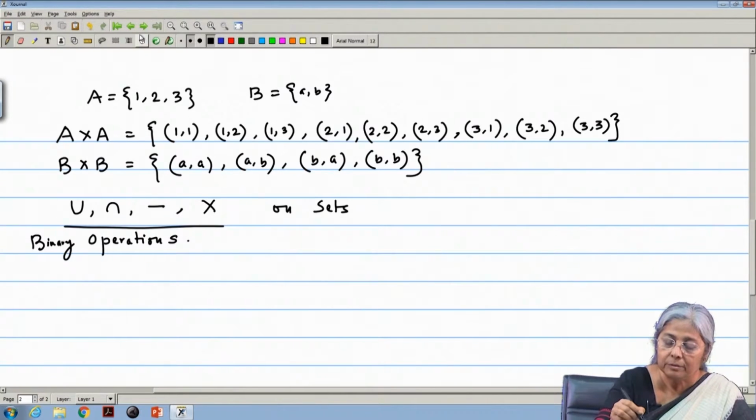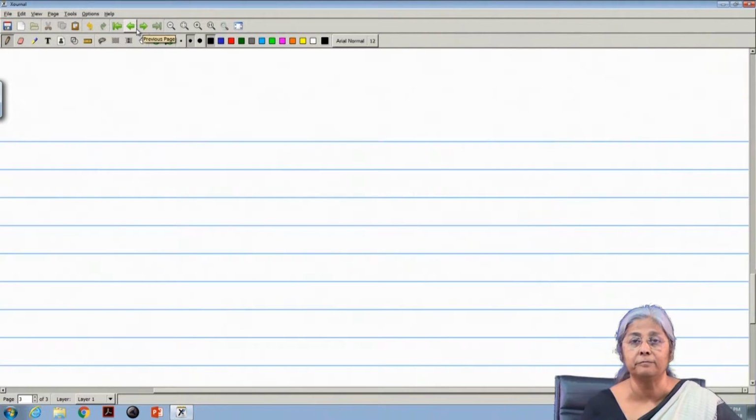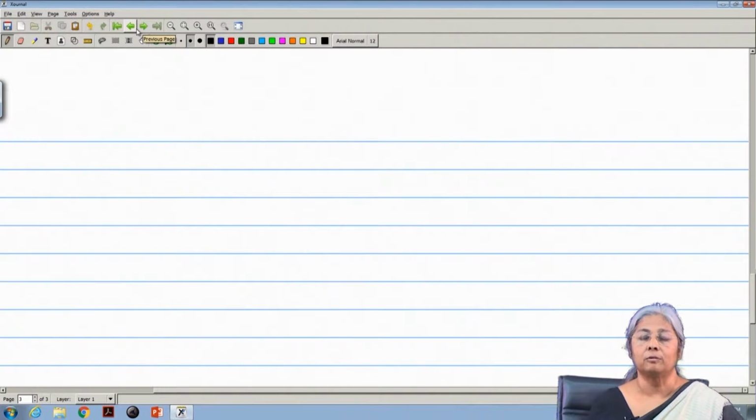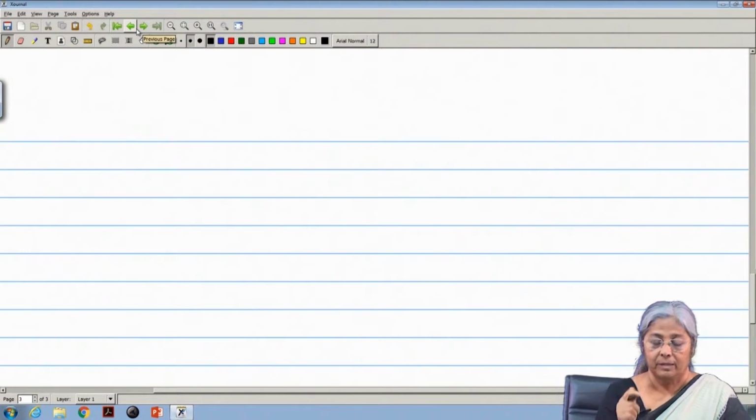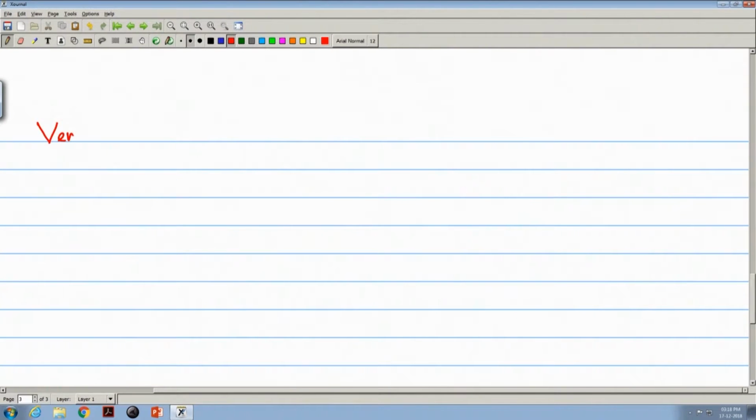Now, we read another very important thing, a different type of representation or pictorial view of sets, which we can see as a tool that is very much used to do some operations on sets. It is called the Venn diagram.